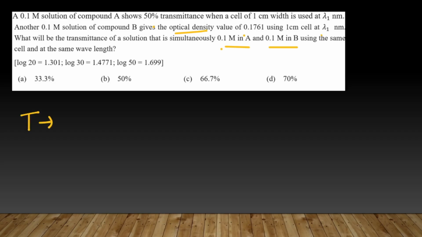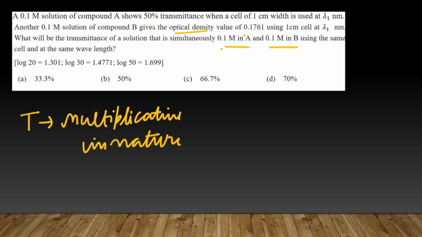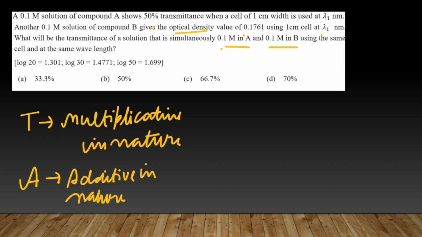Transmittance, we know, is multiplicative in nature, whereas the absorbance value, if you see, is additive in nature. So what we are doing is finding the absorbance for both of the solutions, and then the overall absorbance is going to be the sum of the solution A absorbance plus the solution B absorbance. You can directly find the transmittance values also or the absorbance value. Both of them can be used.